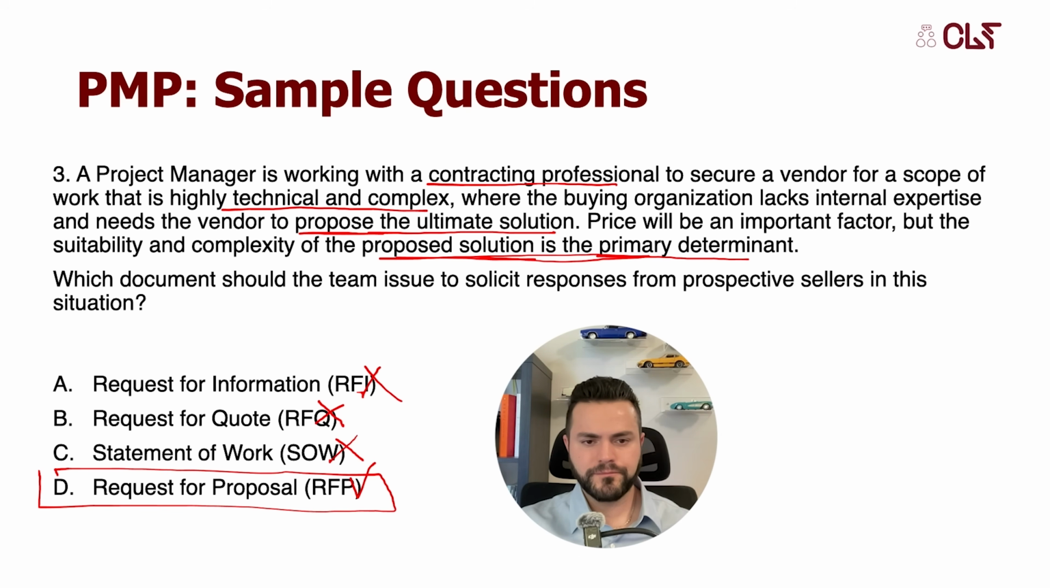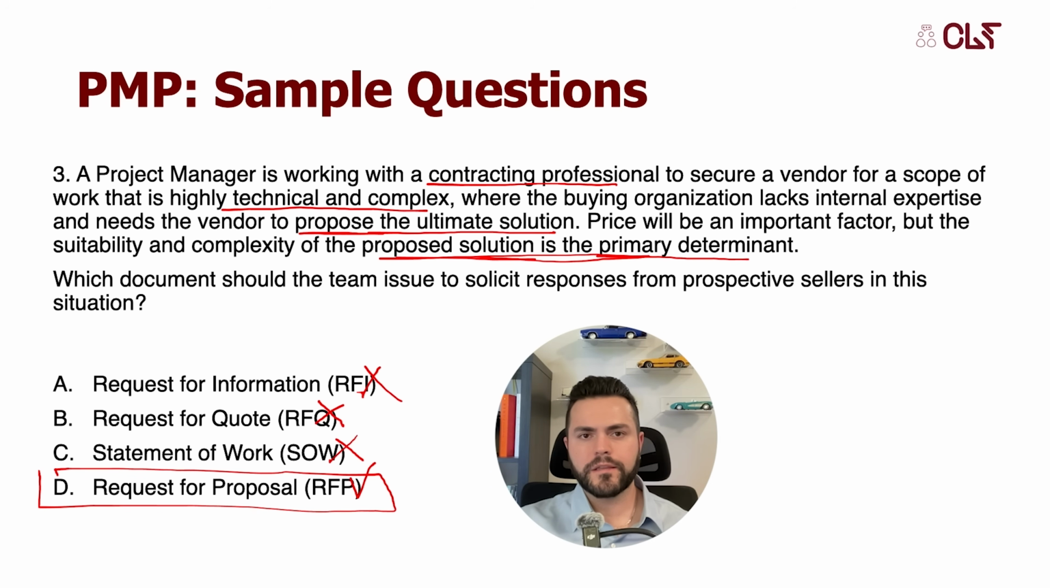A. Request for information, RFI. B. Request for quote. C. Statement of work, SOW. Or D. a request for proposal. So here, let me explain a little bit, and then I'll give you the right answer. Request for proposal, RFP, is used for complex or complicated scope where the buyer is looking for the vendor to provide a solution. So that's RFP, okay?